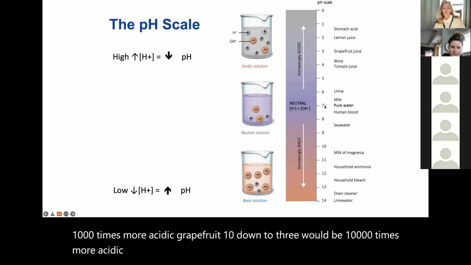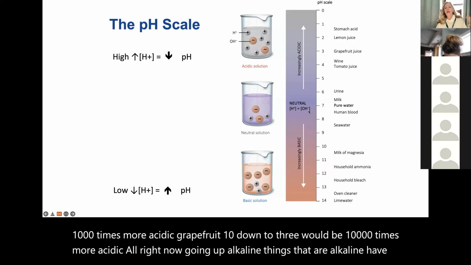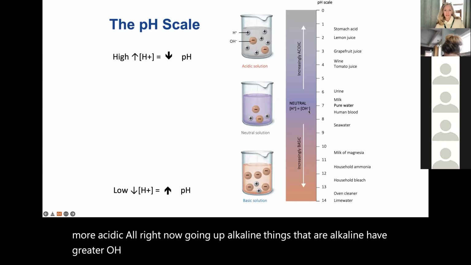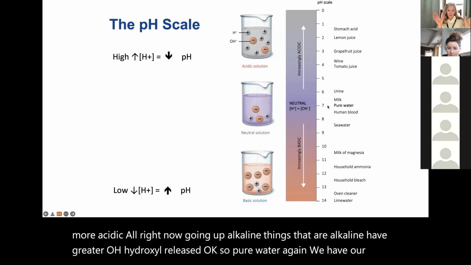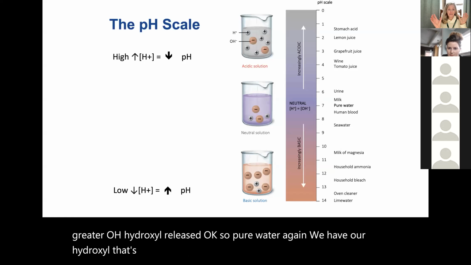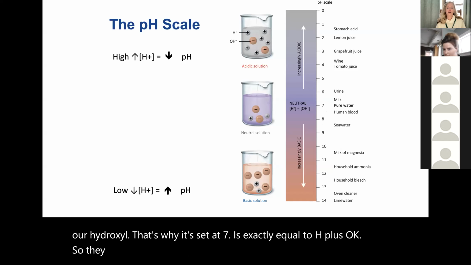Now, going up, alkaline. Things that are alkaline have greater hydroxyl released. So with pure water, we have our hydroxyl, and that's why it's set at 7, exactly equal to H+. So they neutralize each other. You can see what forms here.